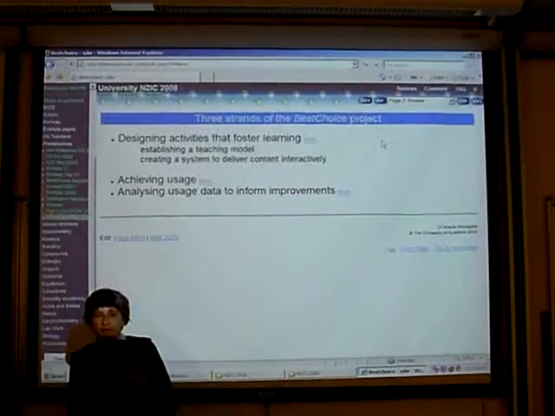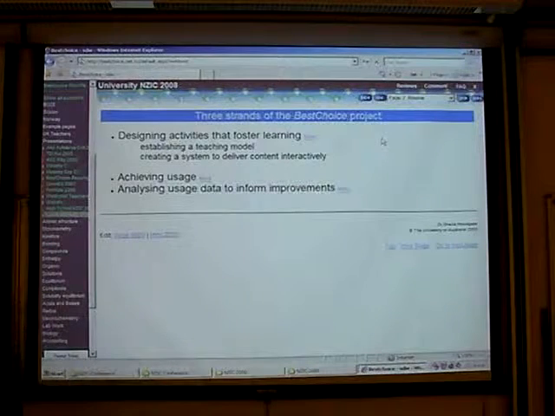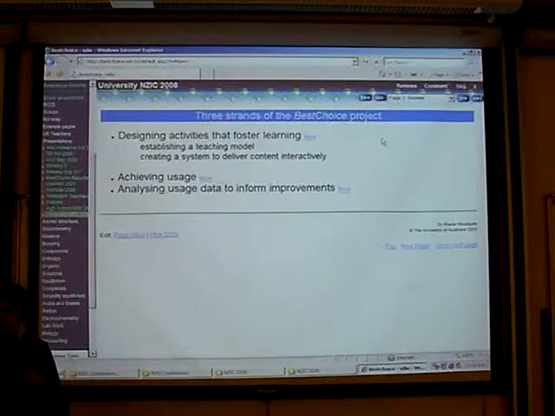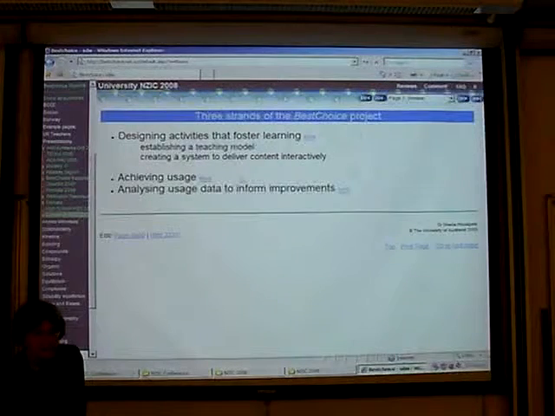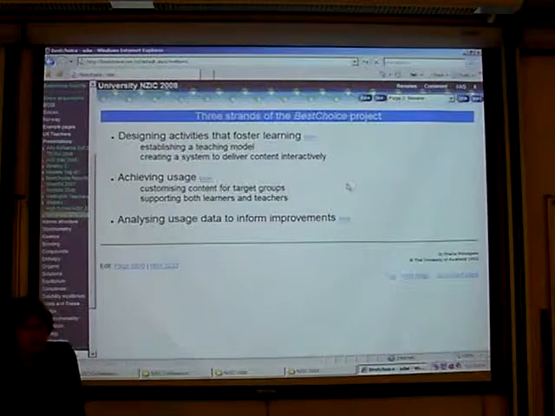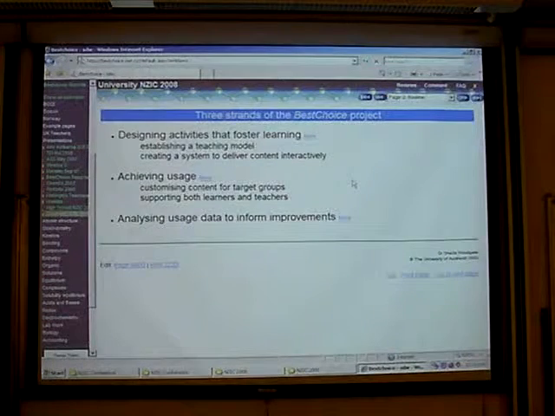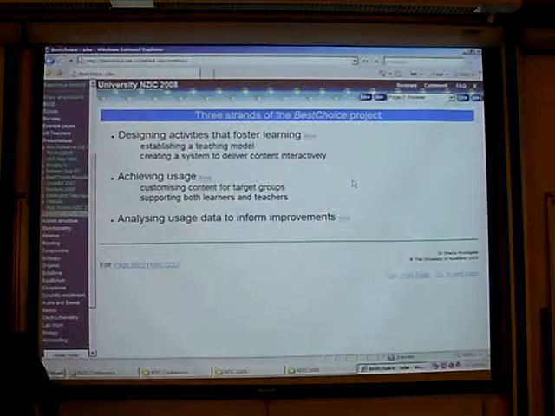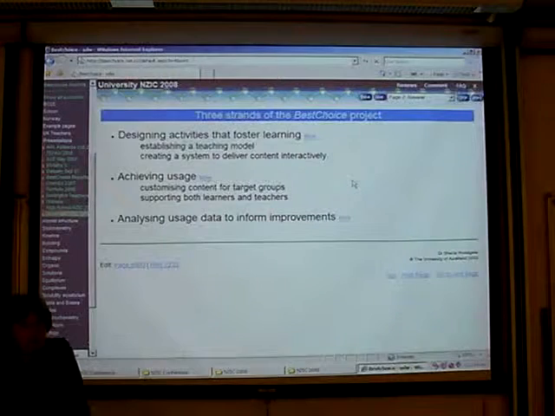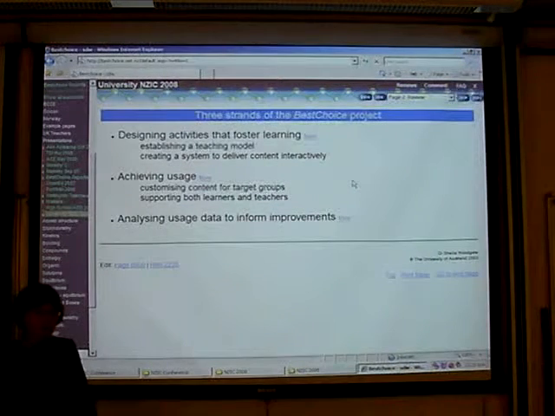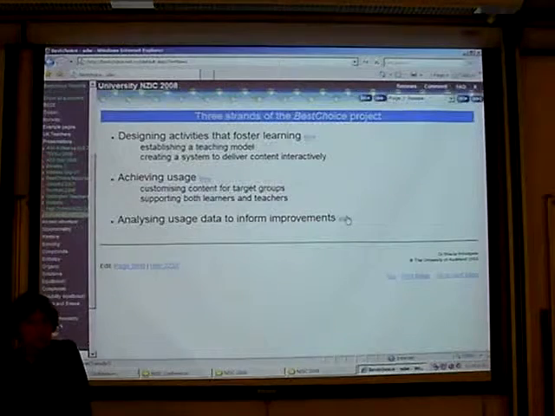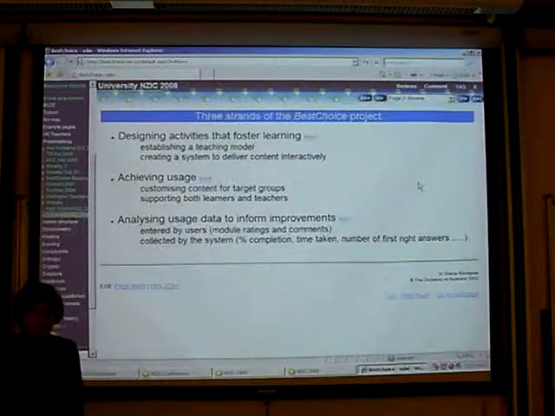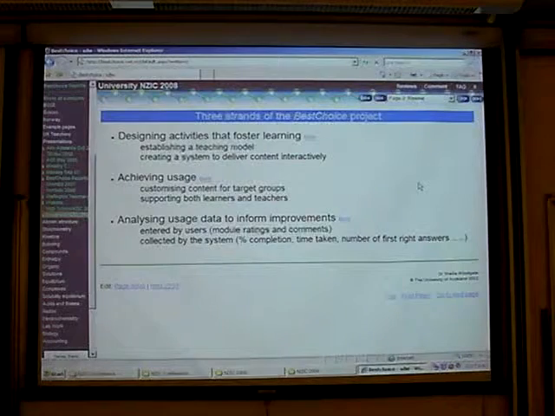And then also a big task is creating a system to deliver the content interactively, because we really weren't very satisfied with the existing systems, and we didn't think we could do what we wanted to do. And then once you've got the activities, that's only part of the issue, because you've got to achieve usage. And we found that the best way to achieve usage is to put out customized content for particular target groups. And then once you've got the target groups, make sure you've got good support for both the learners and their teachers. And then finally, the really very important part is to analyze your usage data so that you can actually inform improvements.